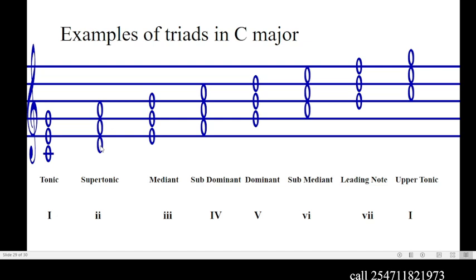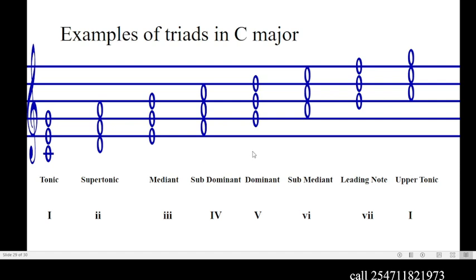From here, the supertonic triad on D. Here is 1, then the line is 2, then the space is 3, then the line is 4, then the space is 5. That's how we are creating them. Then the same. So you have the root, the third, and the fifth.